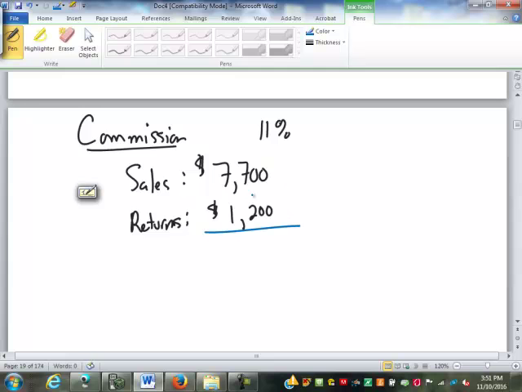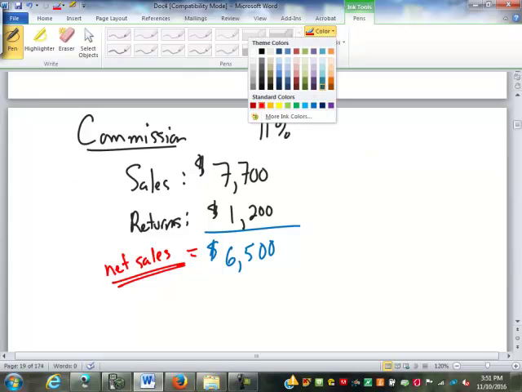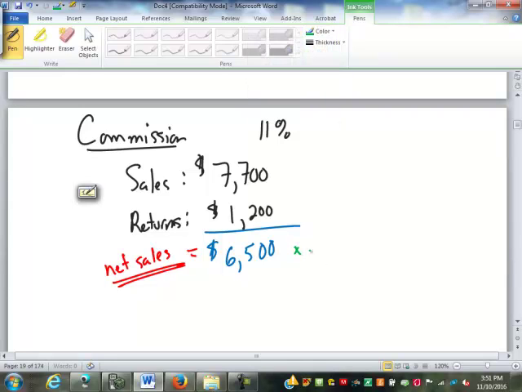You're going to subtract. 7,700 minus 1,200 is 6,500. Your commission gets paid off of your net sales. That's what that's called, the net sales: your sales minus any returns or errors or anything like that. So then that gets multiplied by 11%, or a rate of 0.11, which is $715.